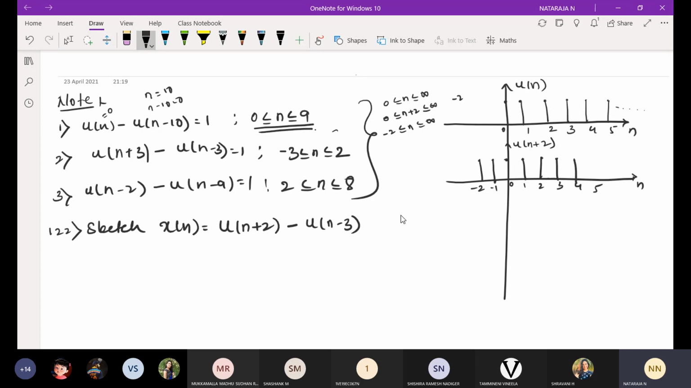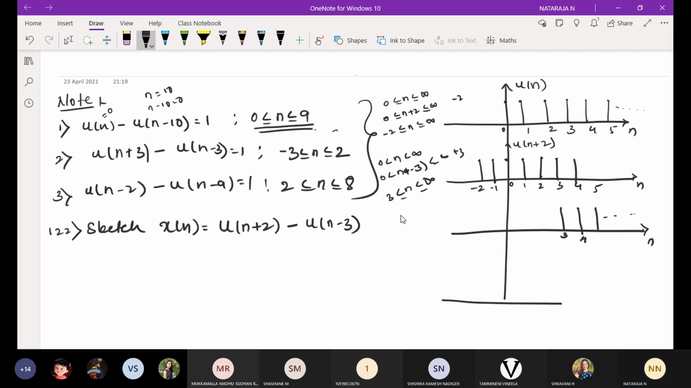Then the next signal, n minus 3. The original signal is 0 to infinity. For n minus 3, it will be 3 less than n less than infinity. The signal starts at 3 and ends at infinity. Now take the subtraction of these two: the second signal and the third signal.